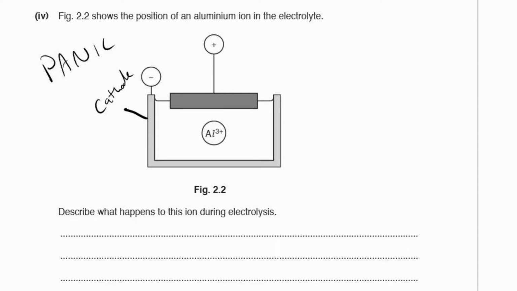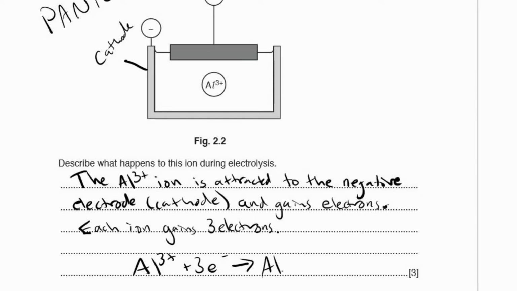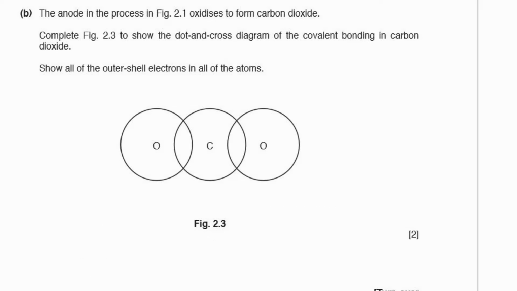All right. Okay, so the Al3+ ion is attracted to the negative electrode, called the cathode, and gains electrons. Okay, so each ion gains 3 electrons, so the equation is Al3+ plus 3 electrons produces Al. Okay, that's it. Okay, the anode in the process in figure 2.1 oxidizes to form carbon dioxide.